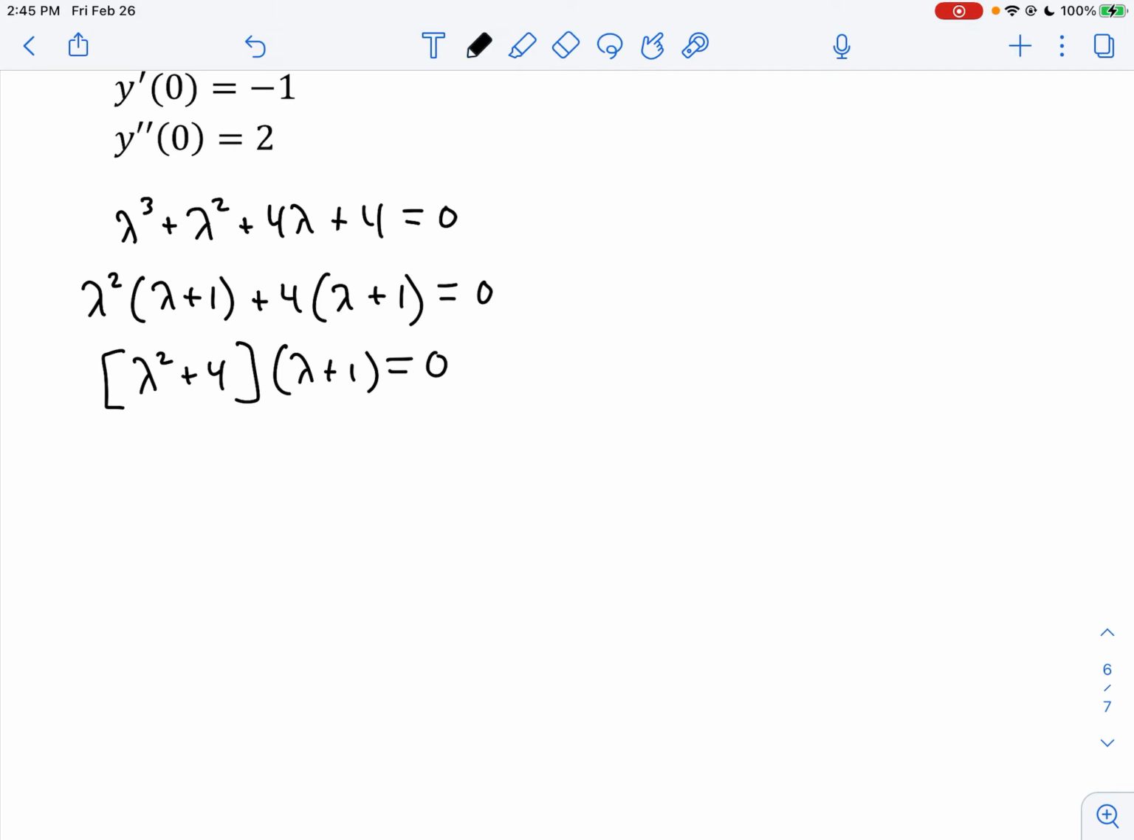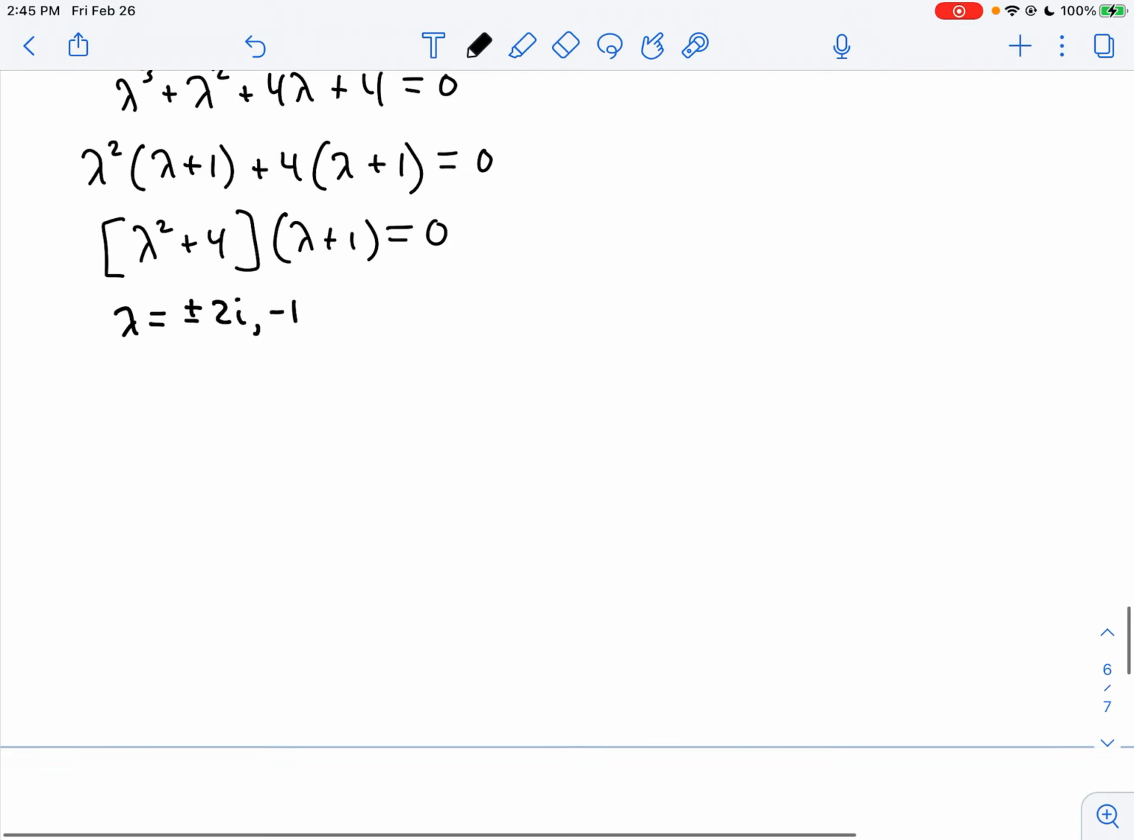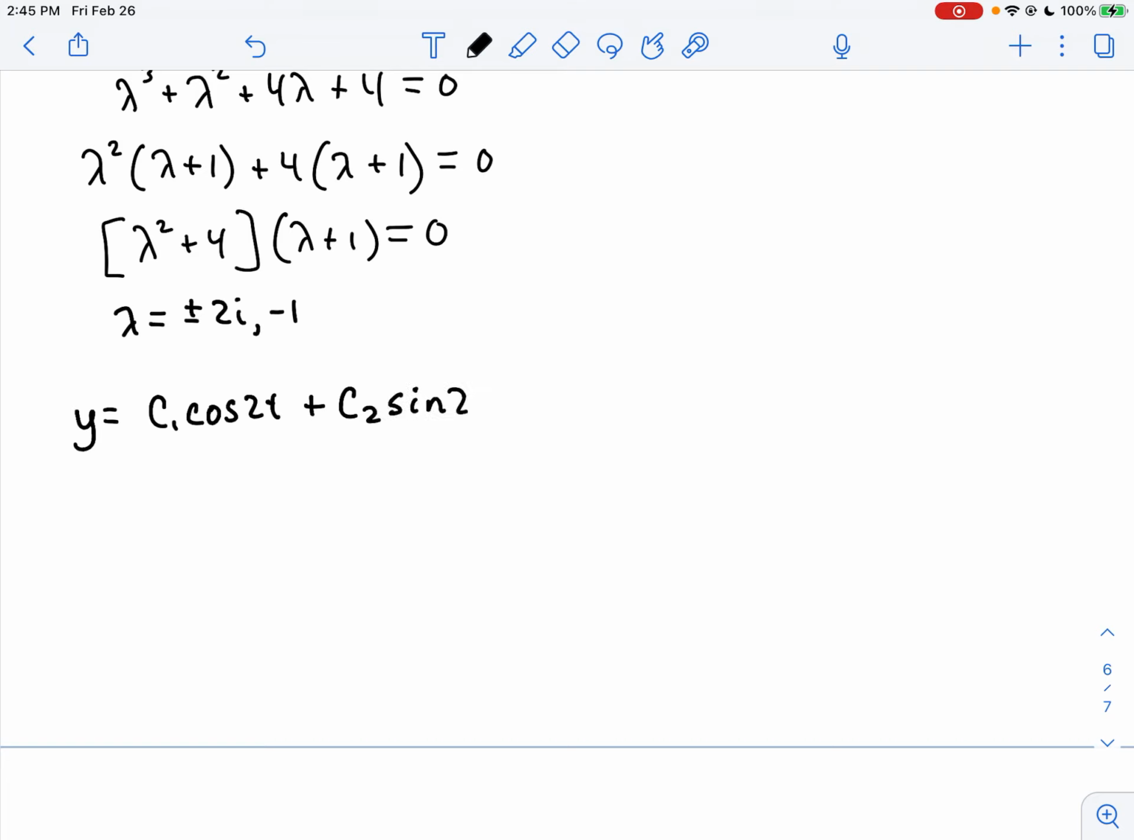So we have lambda, we have plus or minus 2i, that's from the first factor, and -1 from the second factor. So we have our 3 lambdas here. So our general solution will be y is equal to, let's do the real one first. Let's just go in order. So c1 times cosine of 2t is one of them. c2 times sine 2t is the other. That came from the plus minus 2i. And then the last one is plus c3 e to the -1 times t. So e to the negative t.